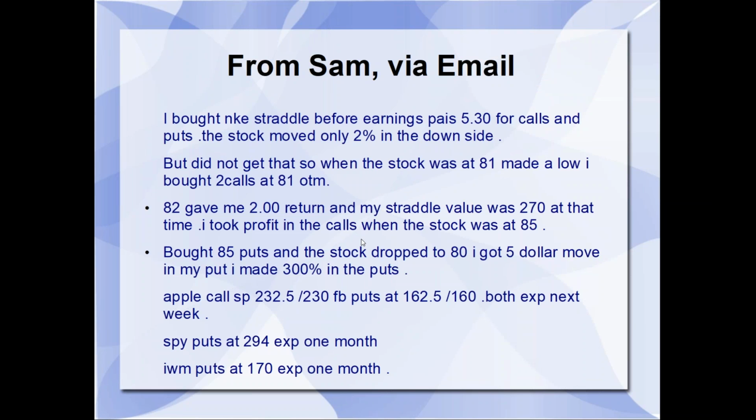All right. So let's real quick go review some of the things that Sam was talking about. Sam says he did a Nike straddle before earnings, paid $5.30 for the calls and the puts. The stock moved only 2%. Yeah, that's some of the problems Ernie has with his earnings strangles as well, and straddles, I should say. But you didn't get what you wanted. It was at 81. You bought 2 calls. You got some return on the calls when it moved up to 85. You got some profit there, and then you bought the puts, and it pulled back down to 80. So you ended up making a profit on the position, but not because of earnings, but because of movement going forward.